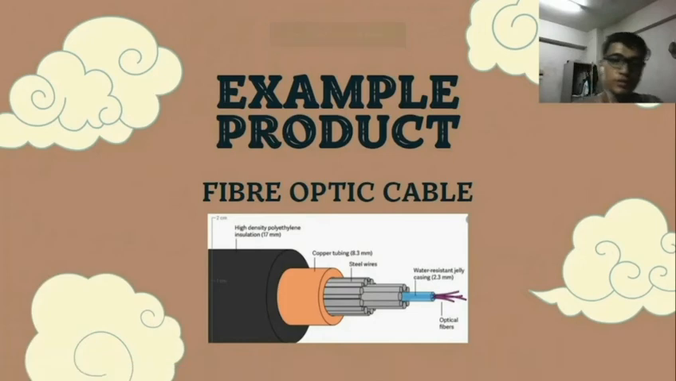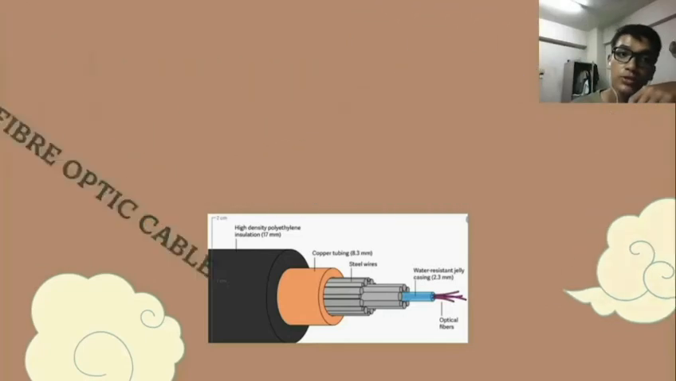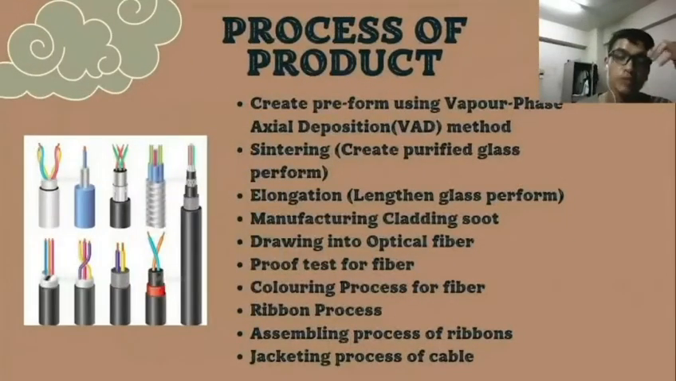Assalamualaikum warahmatullahi wabarakatuh. Now I'm going to continue our presentation. So, for our example of product, we have already discussed with each other and we have chosen the fiber optic cable as our product made of glass. For the next step, we're going to explain a little bit about the process of the product. Right here, we have 10 processes for our product.